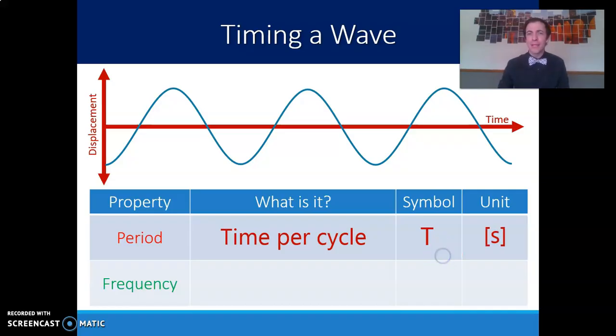And since it's the time, we're going to measure time, period, in seconds. So if I said that this wave has a period of 2 seconds, it means that the wave goes 1 1,000, 2 1,000, and comes back to where it started in that 2-second span.